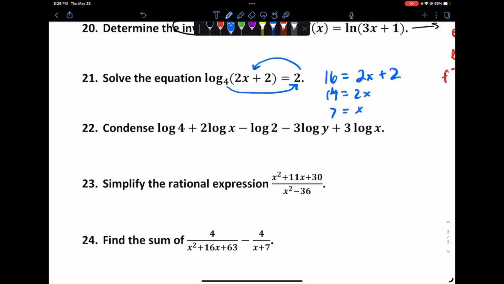We want to check that to make sure that works. So we get log base 4 of 2 times 7 plus 2. That's going to be log base 4 of 16 equals 2. And yes, that's going to be true because 4 to the second power is 16.